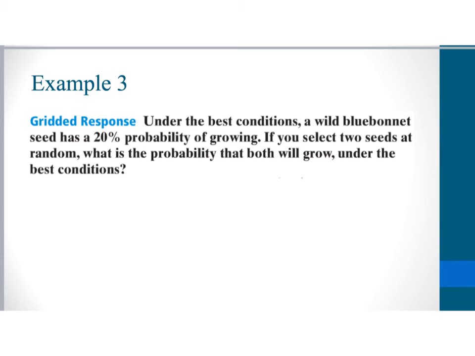Okay, and now for our final example. Example 3 says, under the best conditions, a wild bluebonnet seed has a 20% probability of growing. If you select 2 seeds at random, what is the probability that both will grow under the best conditions? So we're given that the best conditions for a seed to grow is a 20% probability. Remember, 20% written as a decimal would become 0.2, and you can make it 0.20 if you want, because you move that decimal place 2 places to the left.